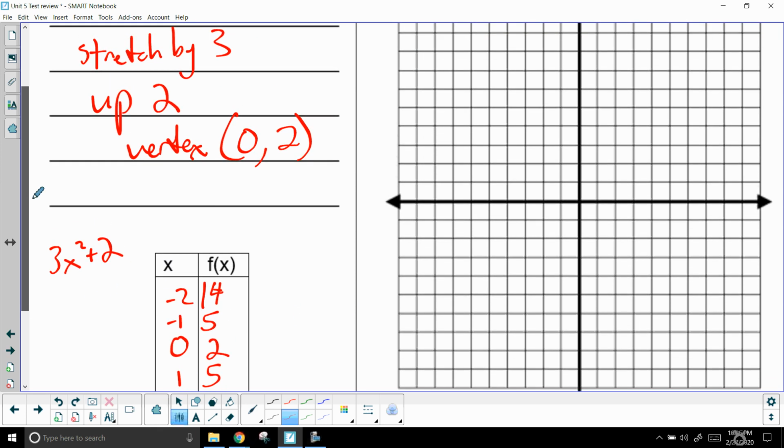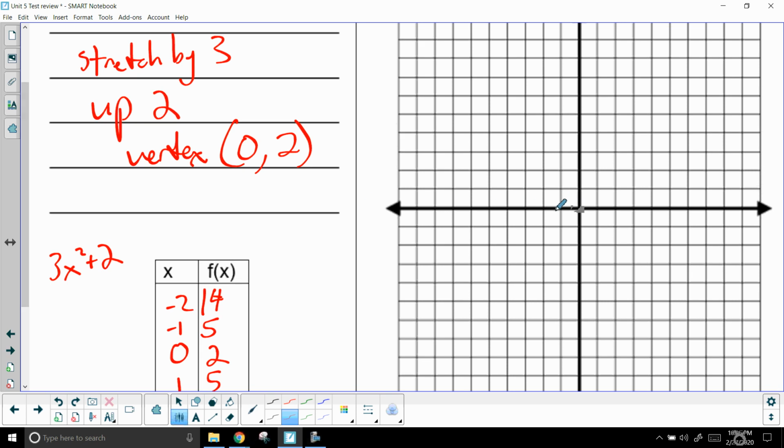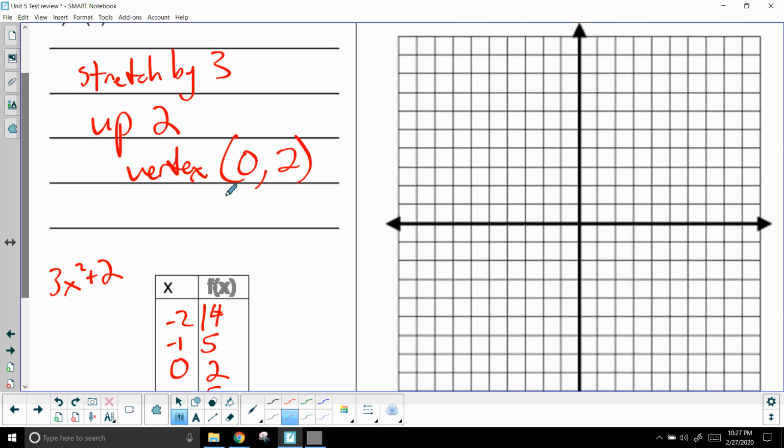Negative 2. Oh, let me scroll up a little more. Negative 2, 14. 1, 2, 3, 4, 5, 6, 7, 8, 9, 10. Nope. Negative 1, 5. 1, 2, 3, 4, 5. Skadoosh. 0, 2. And that one was 1, 5. Just like that.